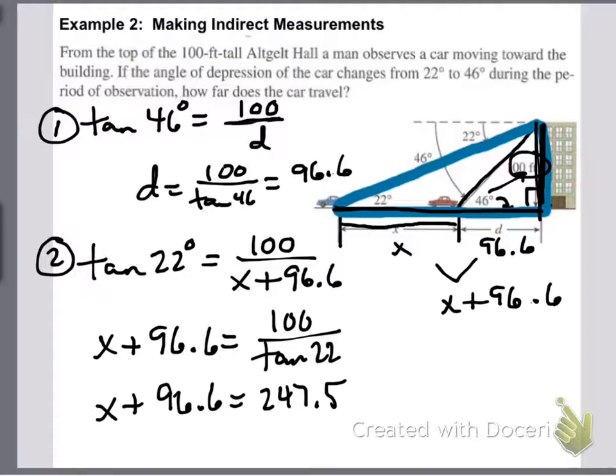Okay, so now it turns into a one-step equation. Subtract 96.6 from both sides.